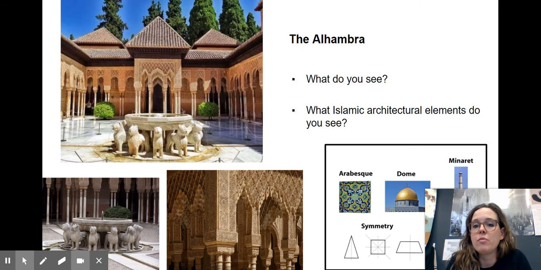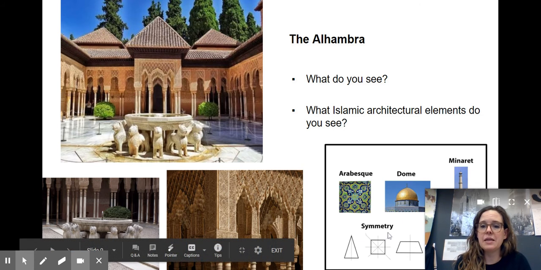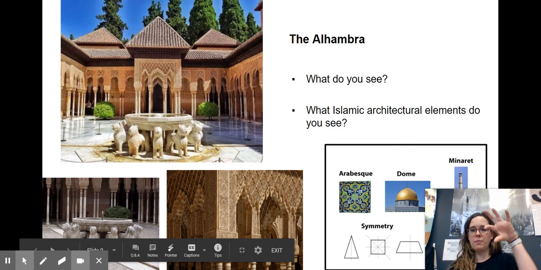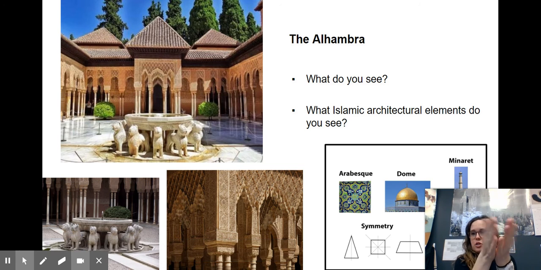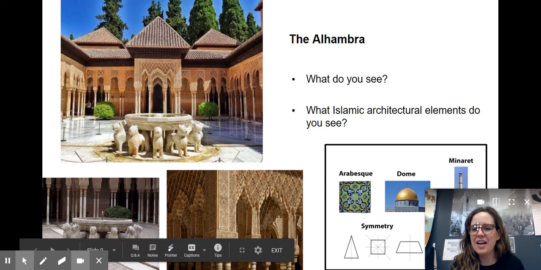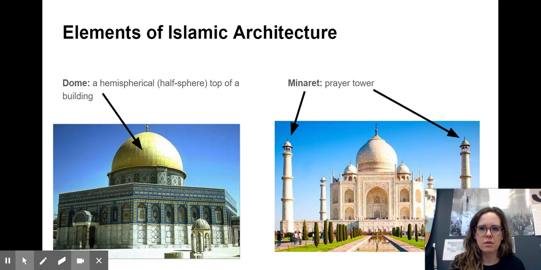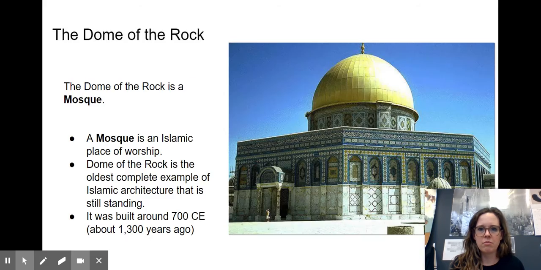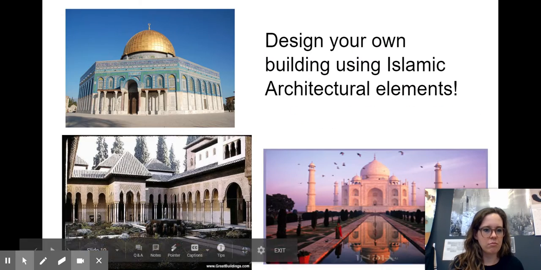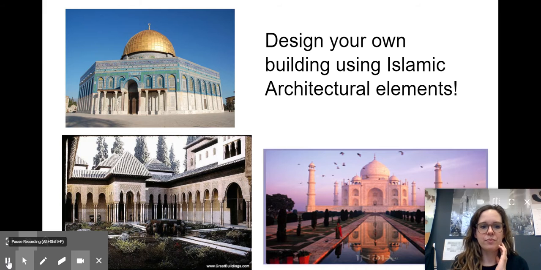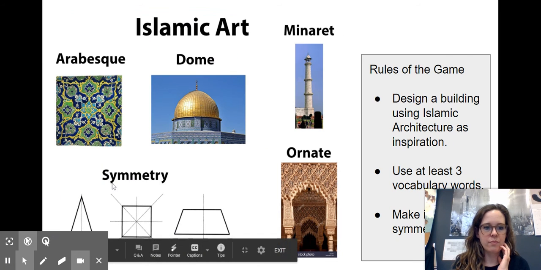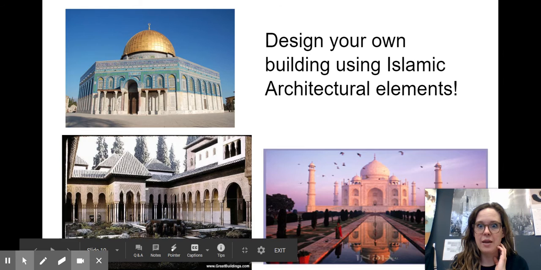This is the Alhambra. Pause this video and talk with someone about what you see and which of these Islamic architectural elements you see. We have an arabesque, we have a dome, a minaret, symmetry, and behind my picture right here is, what is behind my picture right there? What are we missing? Figured it out. We're missing ornate.